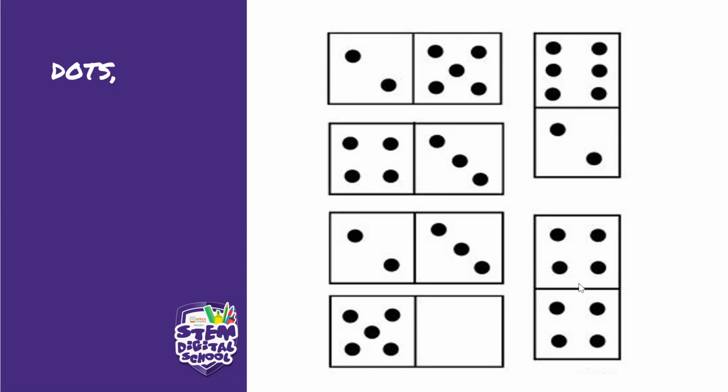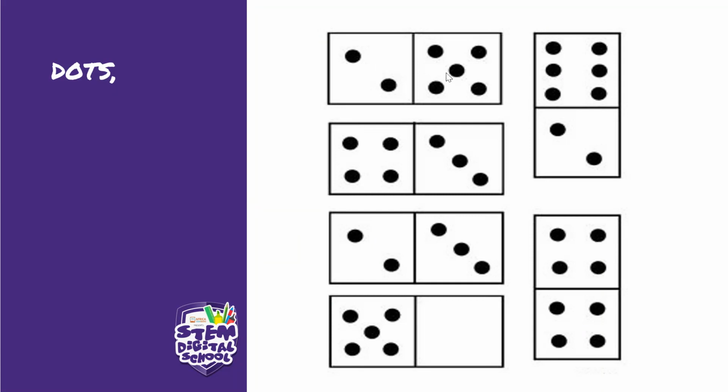So is there one that has more and one that has less? What do you think? The top one has 4 and the bottom one has 4. What does that mean? It means they are the same. They are equal. They both are 4. 4 at the top and 4 at the bottom. So these ones are equal.